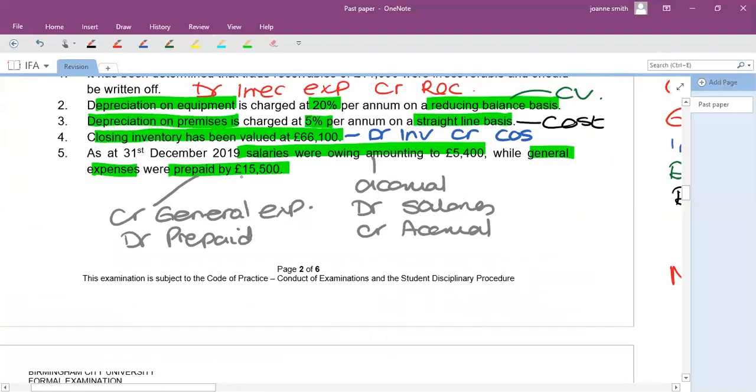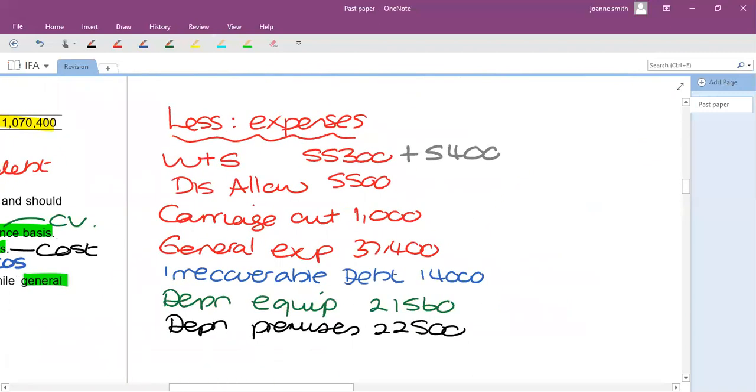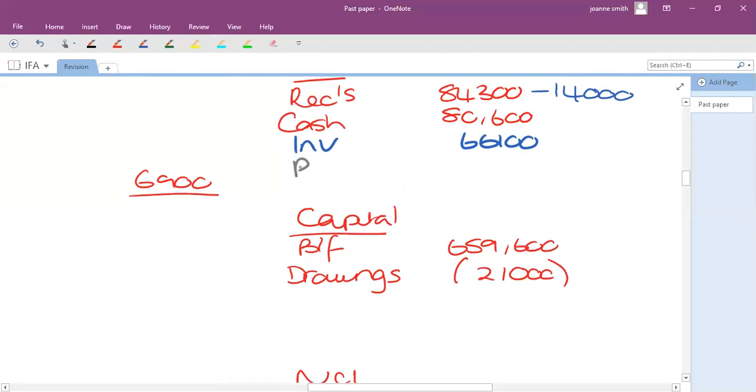And then similar thing for the prepayment. We've paid this in advance. So some of the general expenses that we've got in our statement here are towards next year. So we need to take those out. So we're going to reduce the expenses and create a prepayment which shows in the current assets.